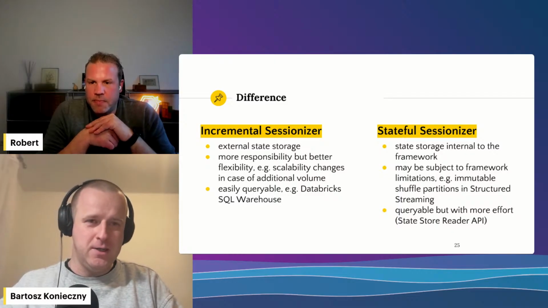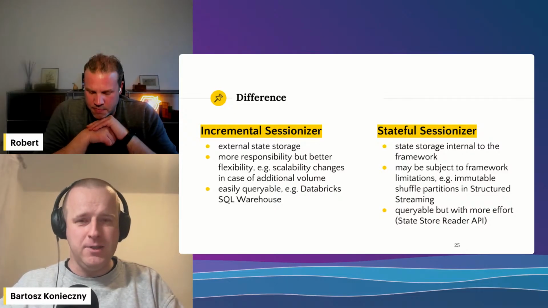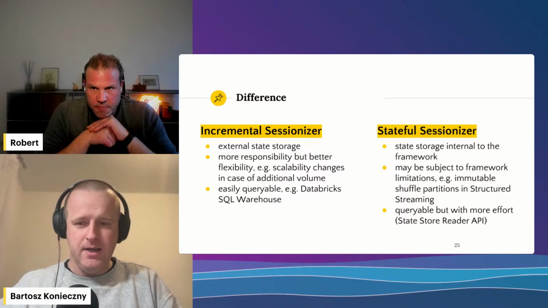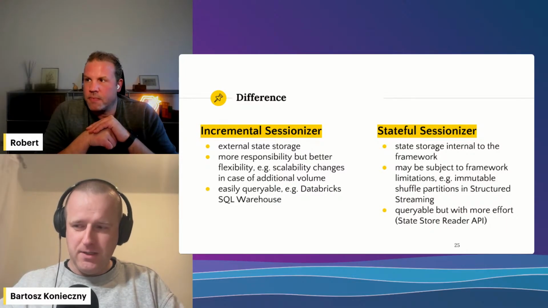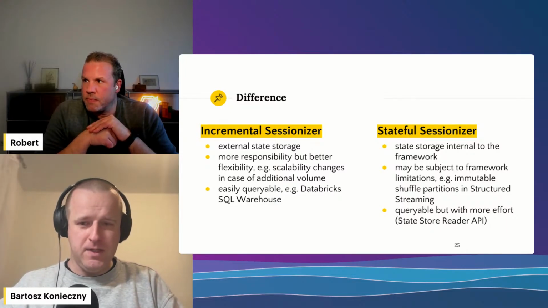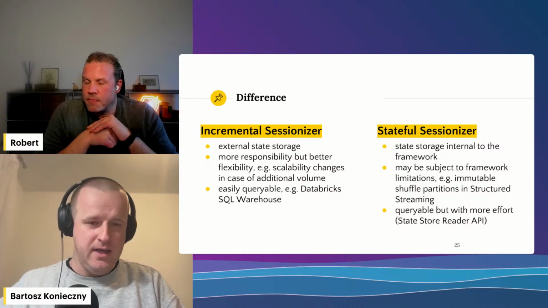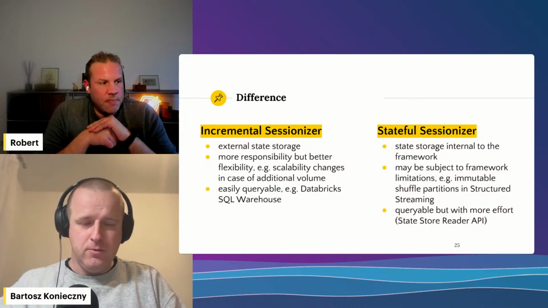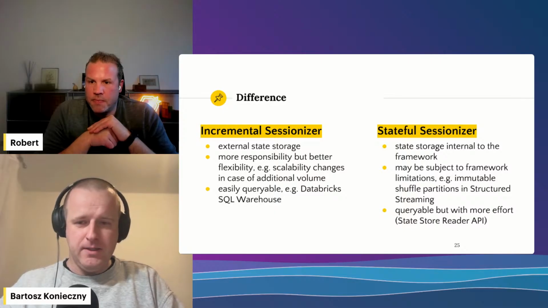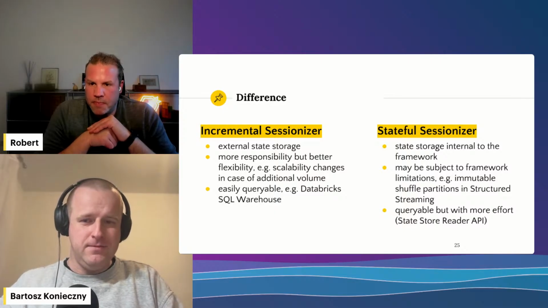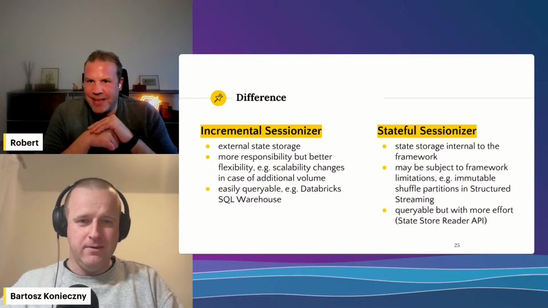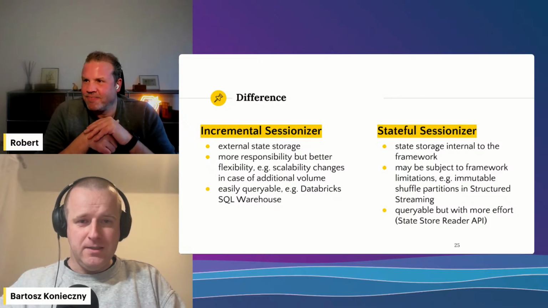So it will be much harder. You will probably need to do some kind of state migration with the initial state parameter in the transform with state. So it's much more challenging later to scale. And it's also much harder to query. Even though there is a state reader API, it's still less convenient than writing a SQL query, right?